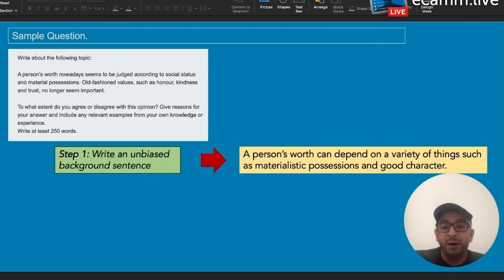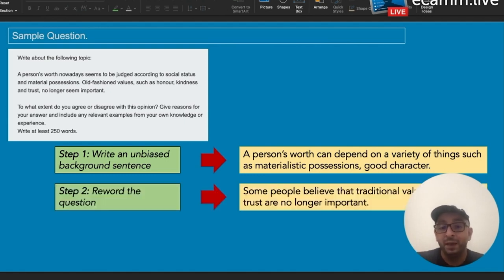Now for the second part, we will reword the second sentence, which is kind of part of the overall question. So some people believe that traditional values such as trust are no longer important. As you can see here, this sentence is not unbiased. It almost creates an argument, which is perfect because that's what this essay will aim to do. It will almost aim to solve an argument or a discussion.